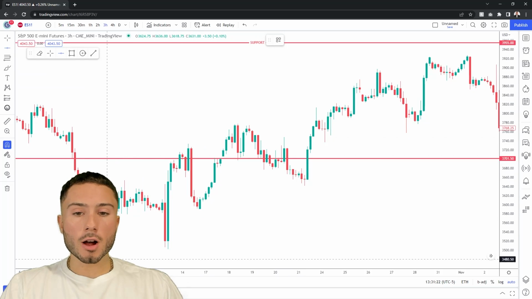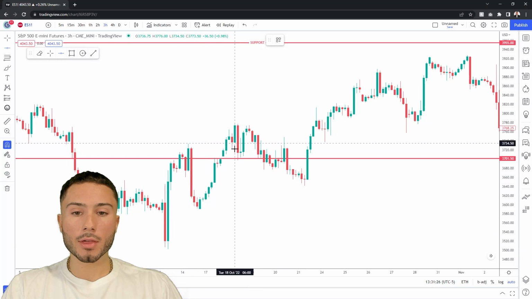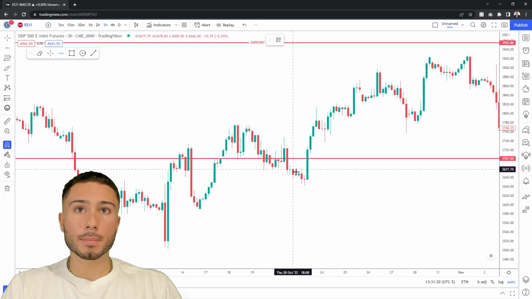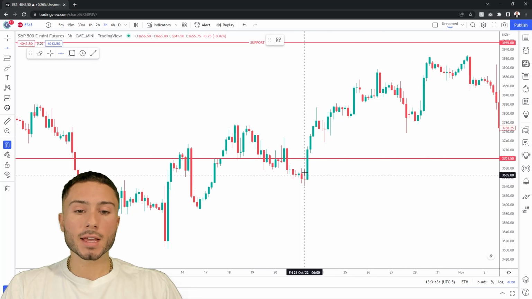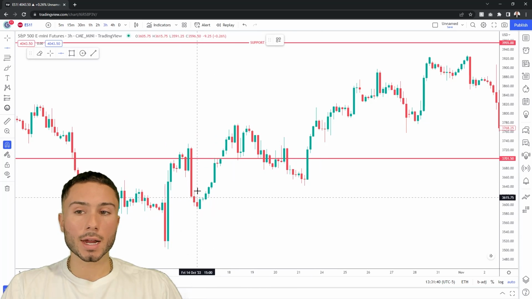Also, macro structure, the market's uptrending. We're putting in higher highs. Every time we break the high, the next high is higher than the previous. And every single dip down that we see gets bought up. And the previous low is lower than the current low. So we're putting in higher highs and we're also putting in higher lows. The market is uptrending on a 3-hour chart in this case.